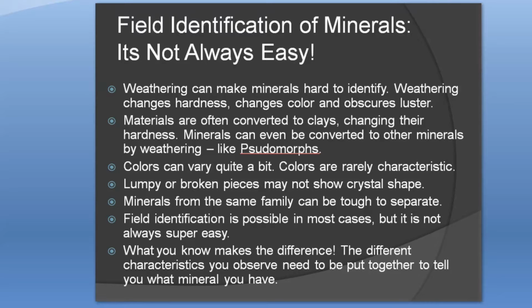Now, I've mentioned a number of times that colors can vary quite a bit. You can have one mineral, but it can come in many different colors. Lumpy or broken pieces of minerals may not show their crystal shape very well. Minerals from the same family, like garnets, can be tough to separate one kind of garnet from another, or one kind of mica from another, one kind of feldspar from another. Field identification is possible in most cases, but it isn't always super easy. And what you know, like I say, makes the difference, and that's why we're doing this course.